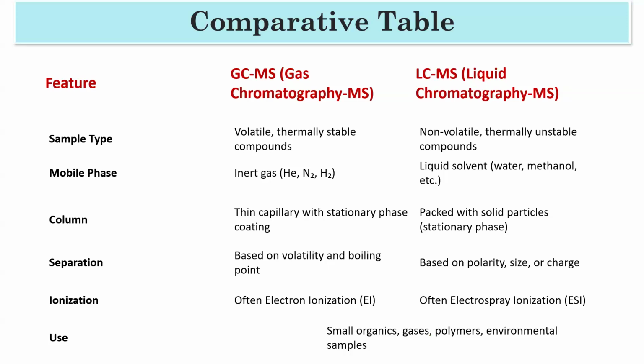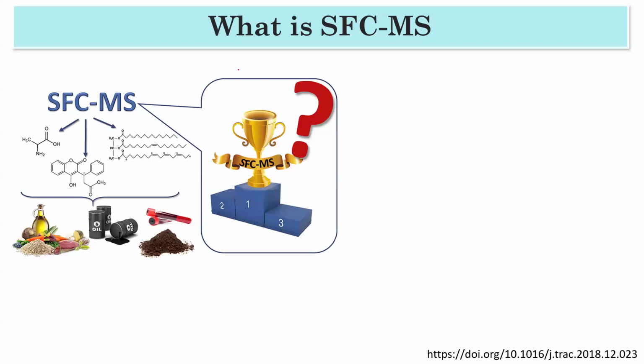So what is the use? You can use both of them for small organic gases, polymers, and environmental samples. But please understand, in GCMS, if you want to use a polymer, you should first break it down, make it into smaller monomer units. These days, SFC-MS is getting famous, and it is used for the analysis of food products and all.